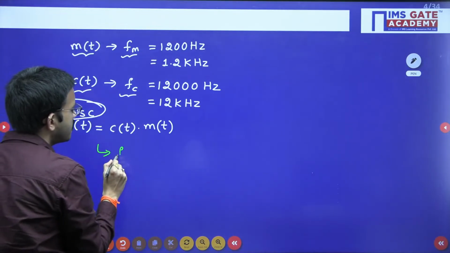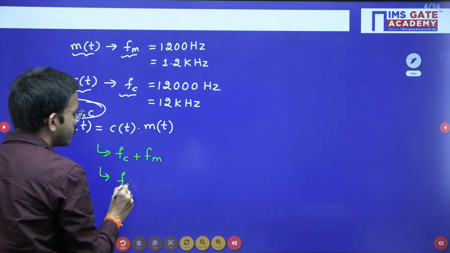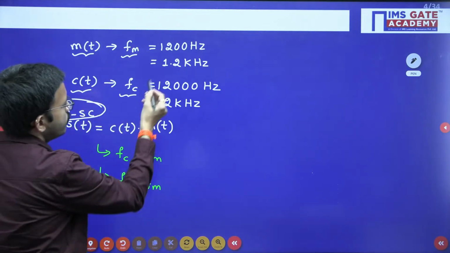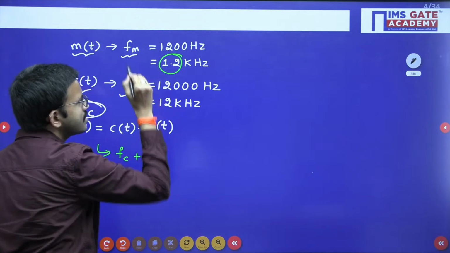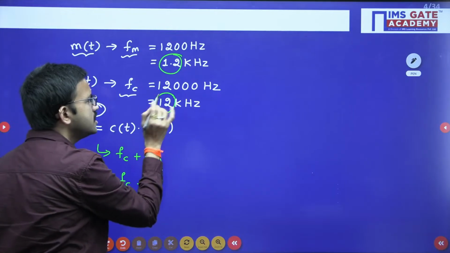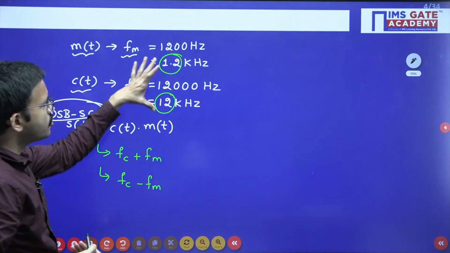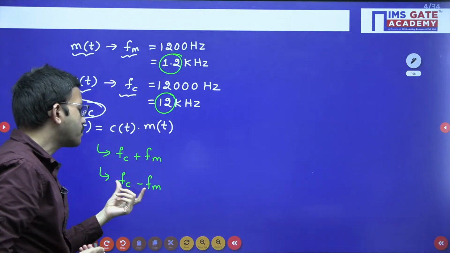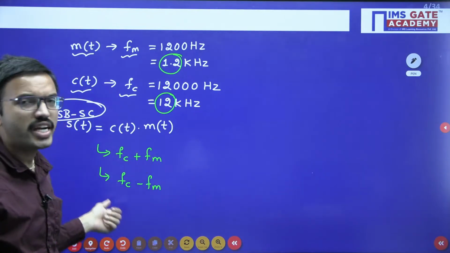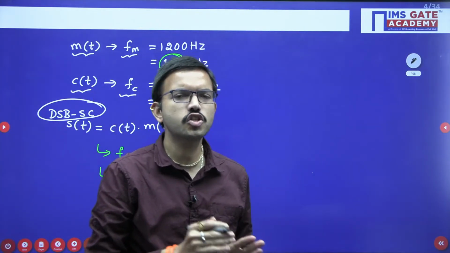So that means FC plus FM, that is one frequency you will get. Another one is FC minus FM. So here you can observe, regarding FM, in general the modulating signal or message signal frequency will always be less when compared to the carrier frequency, right? That's why regarding addition there is no problem, but when you are subtracting, you subtract the smaller from the larger, because ultimately what you are going to get is frequency. Frequency can never be negative, right? So frequency should always be positive.